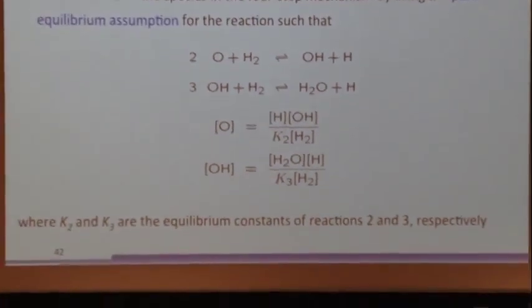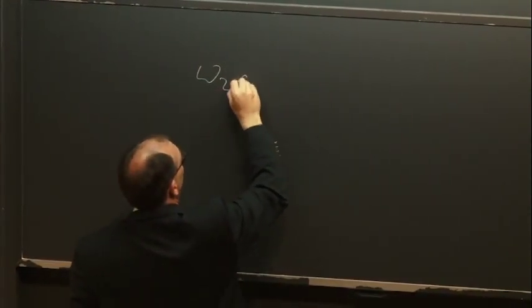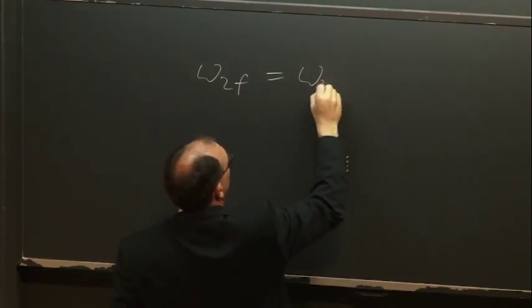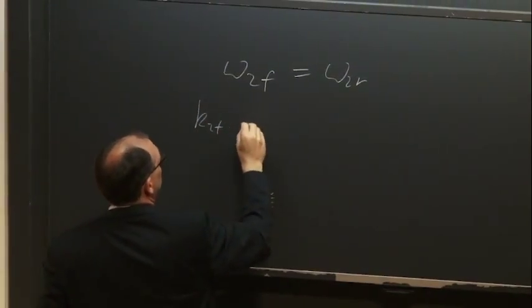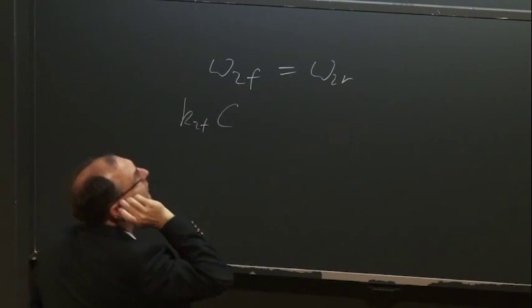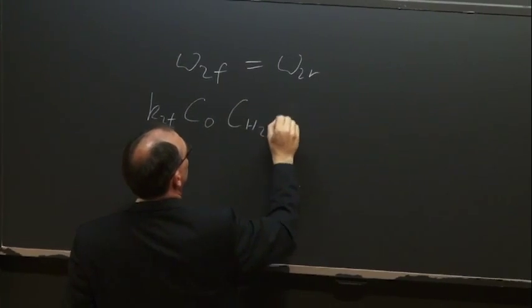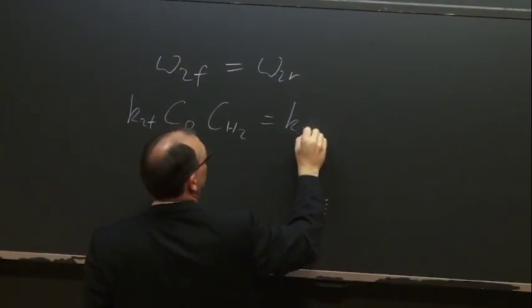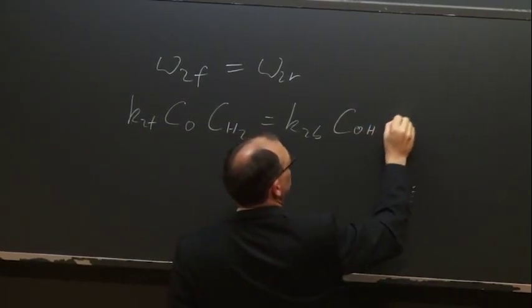Take this reaction here. What is this reaction? It's O plus H2. We want to say the forward rate W2F should be equal to W2 reverse. And so this would be K2F times the concentration of O times the concentration of H2, and that should be equal to K2B times the concentration of OH and the concentration of H.